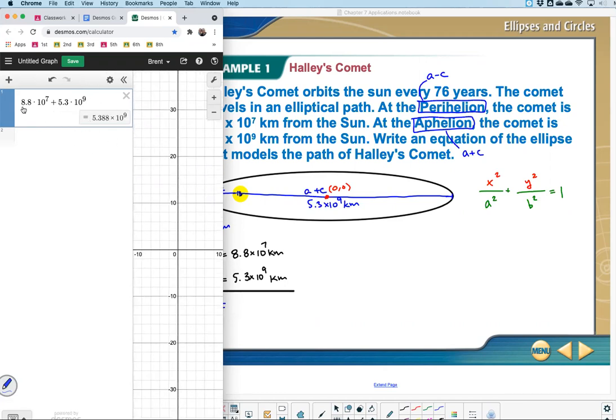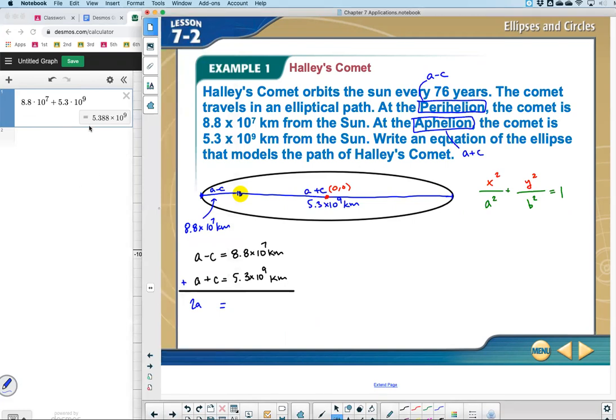Now that's our value for 2a. I'm going to come back and I'll show you a trick with Desmos here in a second. So I'll just write this down, that 2a equals 5.388 times 10 to the 9th power. This would be in kilometers.